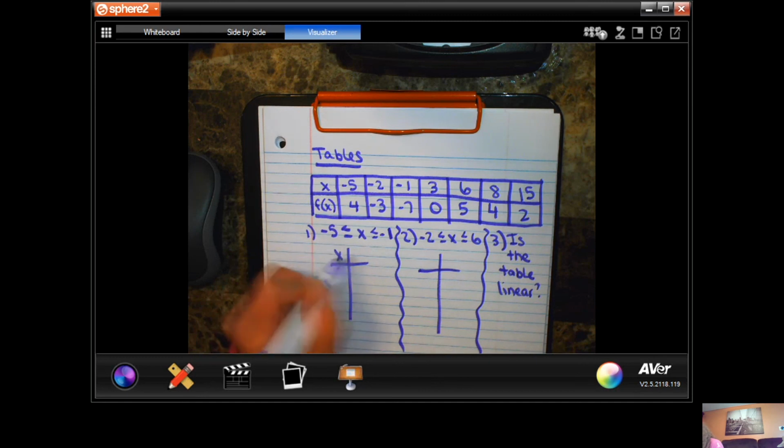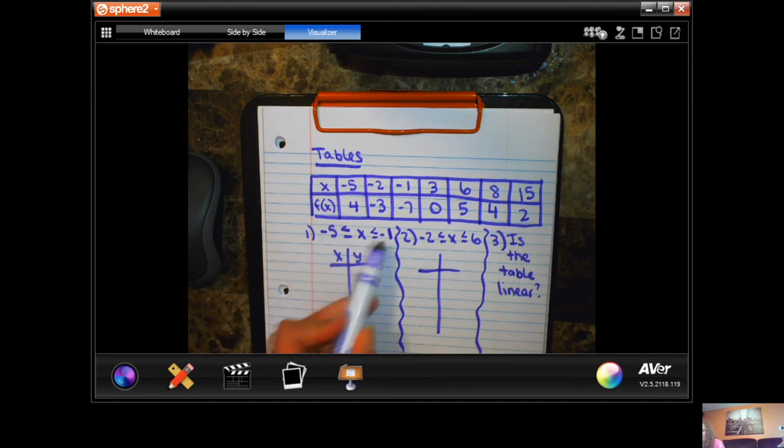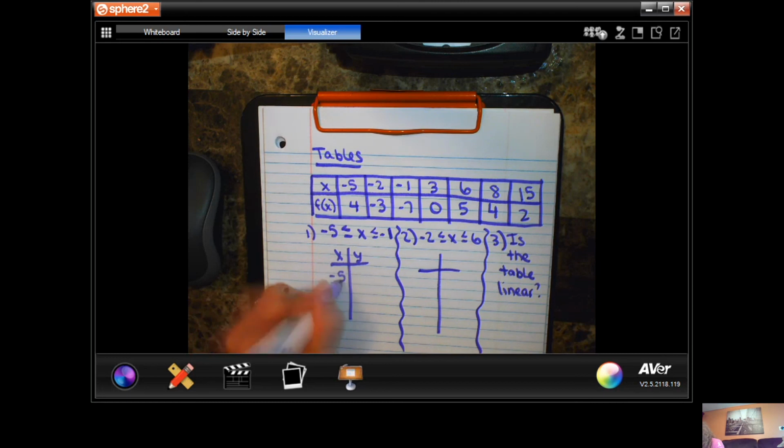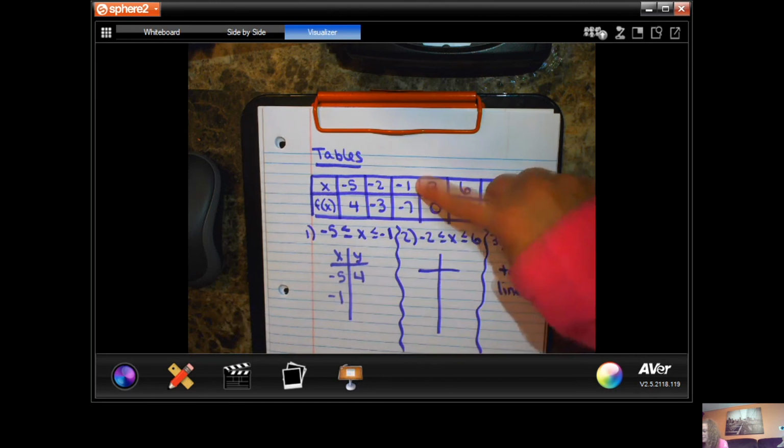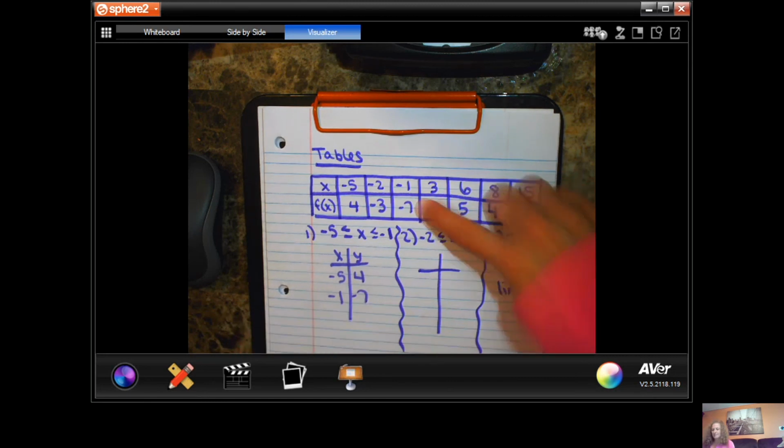So to find the average rate of change from negative 5 to negative 1, I have x, y at the top. I'm going to put my negative 5 and my negative 1 in my x column. To figure out the y's that go with it, that's the same as f of x, so I just look at the table. Negative 5 is with 4, so I'm going to put 4 here. Negative 1 is with negative 7, so I'm going to put a negative 7 here.